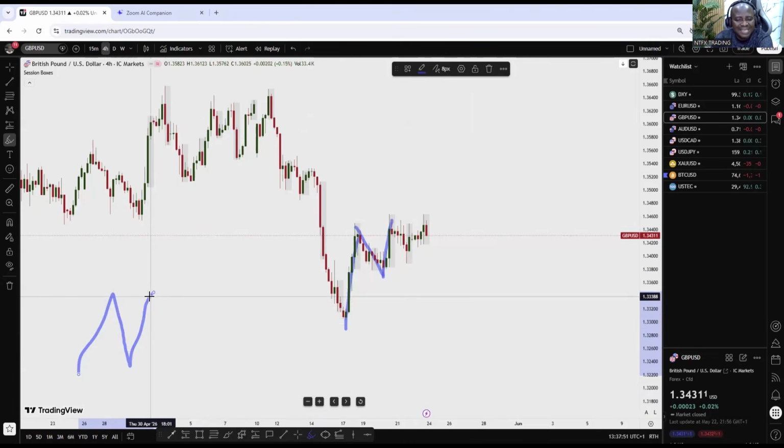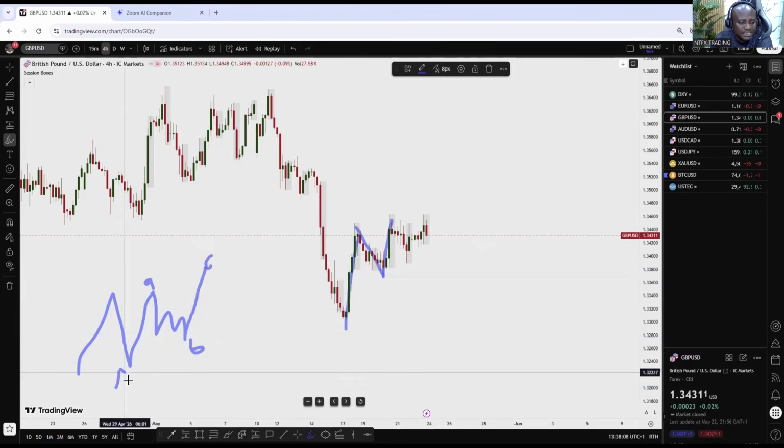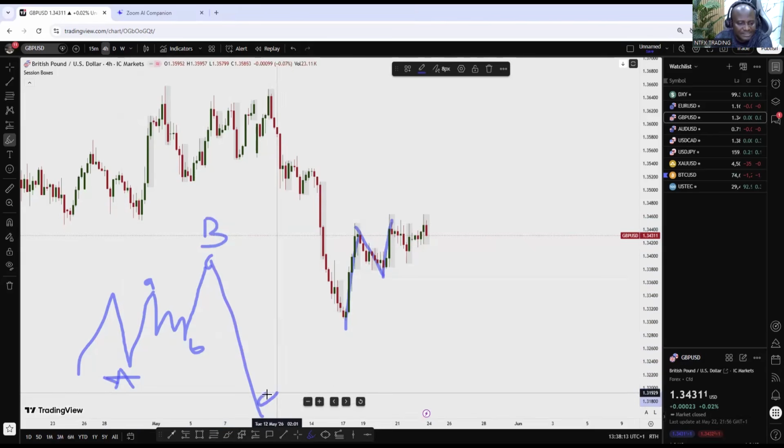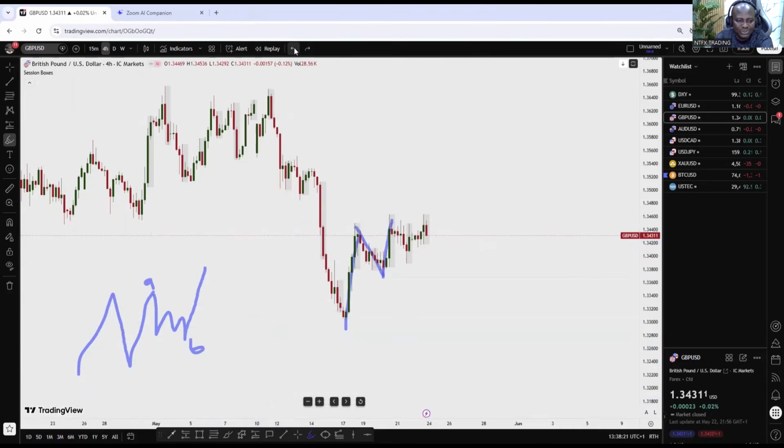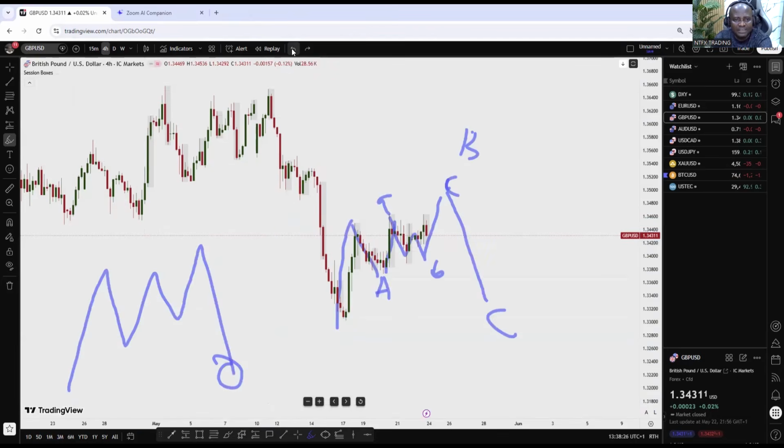What you do is that at any point in time, there will be a corrective structure. So if the third impulse makes a corrective structure like this, then it must make the next impulse. If it makes the next impulse, it means that this A, B, and C become a corrective structure for this big A, big B, and then big C, before this move to the upside. We now continue like this. Do you understand the logic now? That's exactly the structure that is in the making for GBP USD.